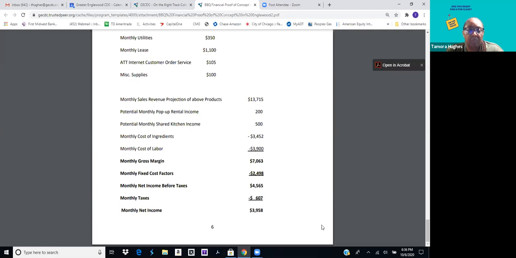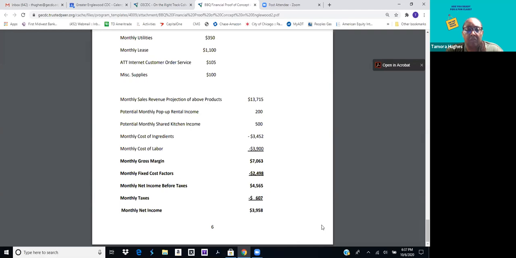So on the basis of those factors, without consideration of the shared kitchen or the other things, the sales for food would be $13,715 on a monthly basis. That would be 25 people spending $5. That might be your breakfast crowd. And then you got 40 people spending $13. Okay, 65 people a day. That's what gets you $13,715. All right.